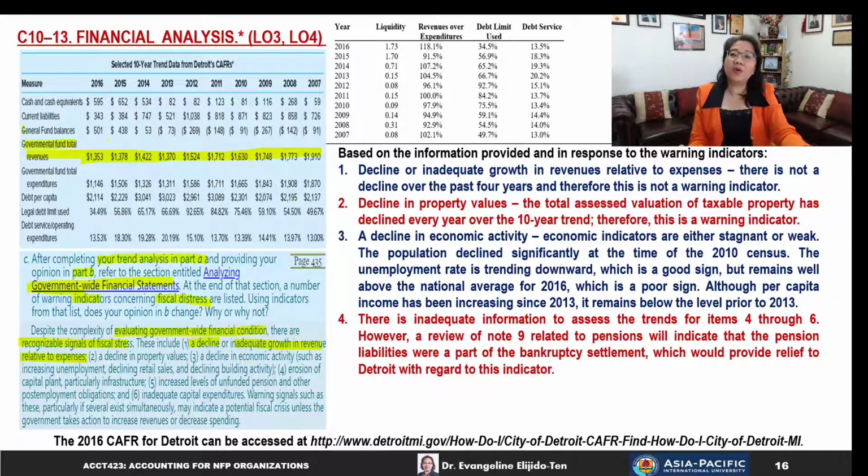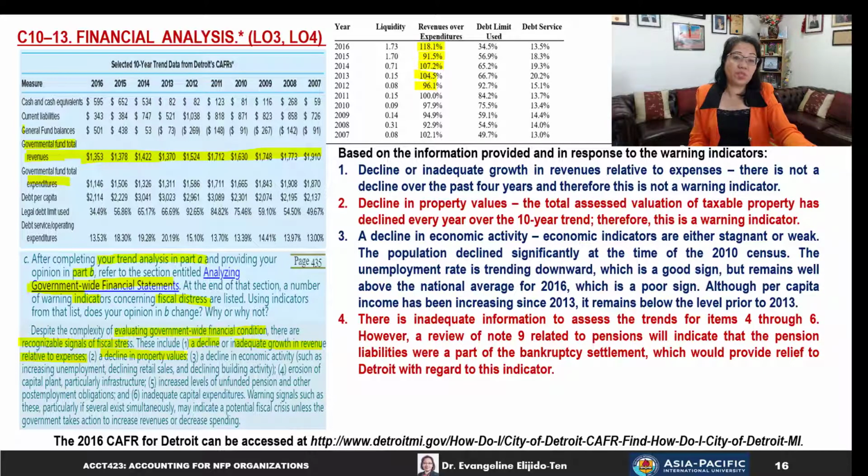All right. However, there's not much of a decline over the past 4 years in terms of the revenues over expenditures. As you can see here, yes, whilst 2016 was strong, it was less than 100% in 2015, but it was good in 2014 and also in 2013. So there are years that the expenditures are actually higher than the revenues, but it's not a warning indicator. How about this number 2?